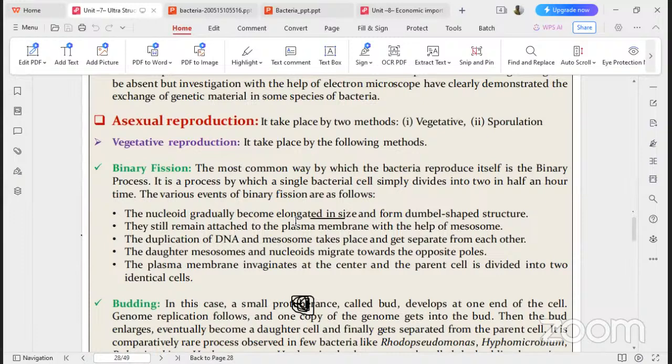Multiplication takes place by binary fission. One bacterium forms two bacteria. Suppose one binary fission takes place within 18 seconds. That means in 1 minute, how many bacteria will form? Respond. If one bacterium divides every 18 seconds, then 8 bacteria. Yes, that's good.